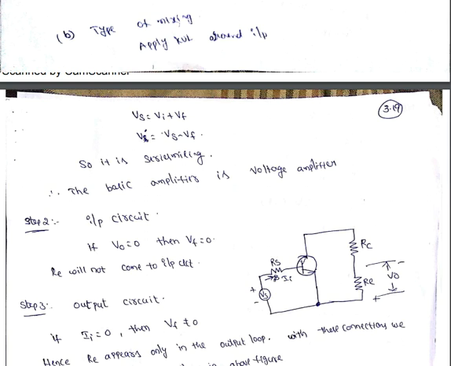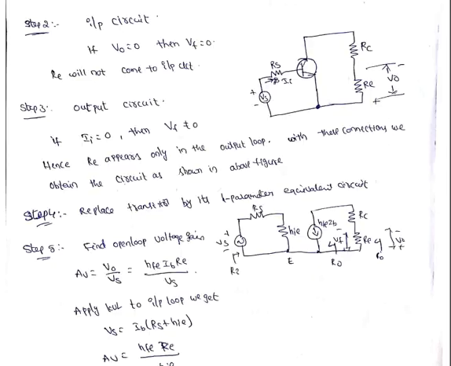Now we can find the input circuit, that is, where to place the feedback element in the input and the output. If V naught is equal to 0, then Vf is equal to 0, so the feedback element RE will not come into the input circuit. Step 3, output circuit. If IA is equal to 0, then Vf is not equal to 0. Hence RE appears only in the output loop. With these connections, we obtain the circuit as shown in the figure. Like this we will get.